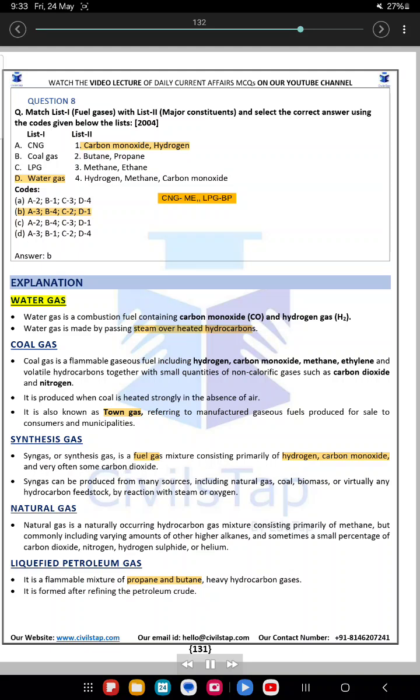Explanation. Water gas. Water gas is a combustion fuel containing carbon monoxide (CO) and hydrogen gas (H2). Water gas is made by passing steam over heated hydrocarbons.